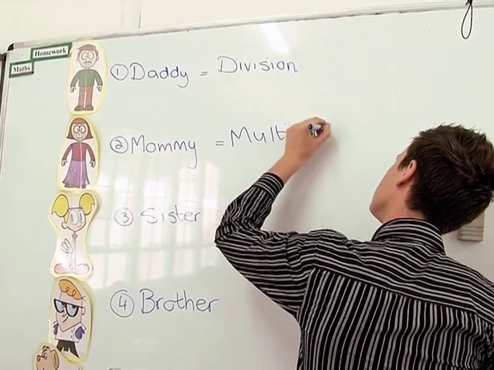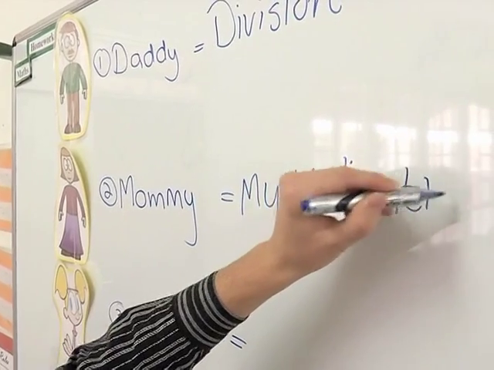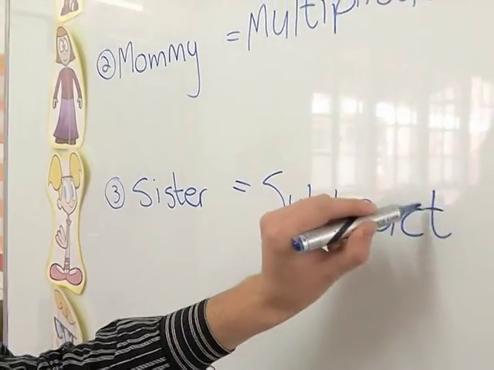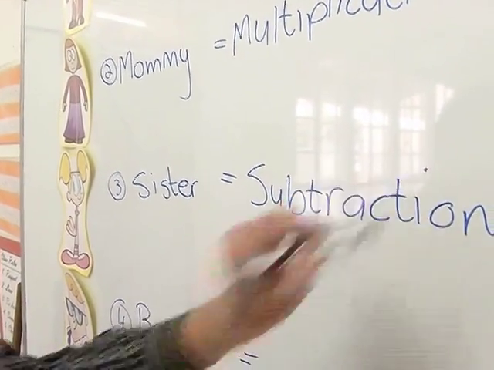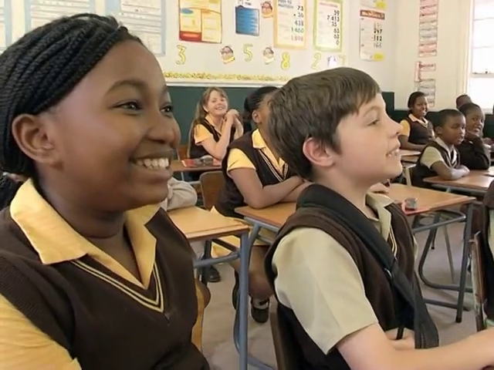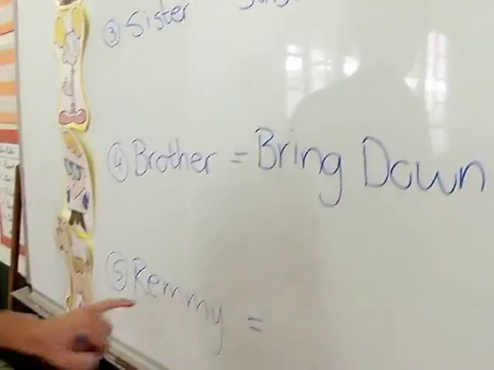Daddy will equal division. Mommy will be step number 2, so mommy will be multiplication. Sister will be step number 3, so sister will equal subtraction. Brother will be step number 4, and brother will equal bringing down. And then Remy the dog, who is the leftovers, is obviously now the remainder, the last step, step number 5. Bring down, bring down. And then Remy will be?